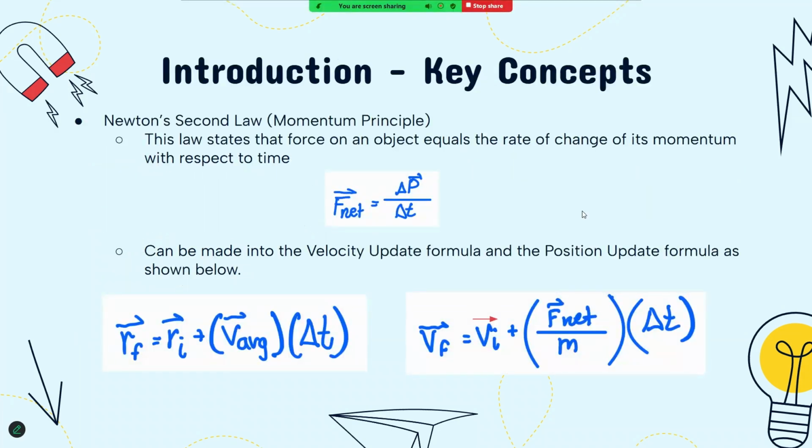So, some key concepts. First is Newton's second law, aka the momentum principle. This law states that the force on an object equals the rate of change of its momentum with respect to time. This gives us the formula F net equals delta P over delta t. This formula can be rearranged to give us the position update, as shown on the left, with r_f equals r_i plus v average delta t. And it also gives us the velocity update formula, which is shown on the right, with v_f equals v_i plus F net divided by mass times delta t.